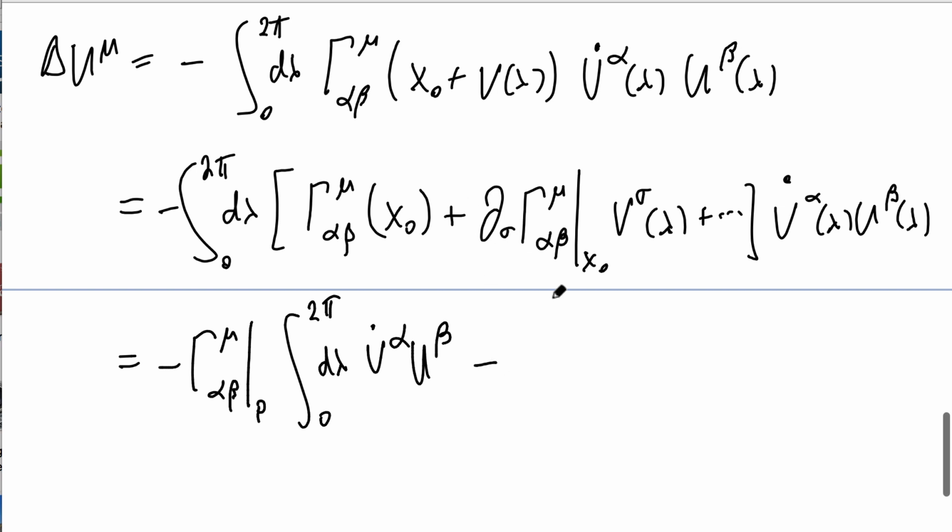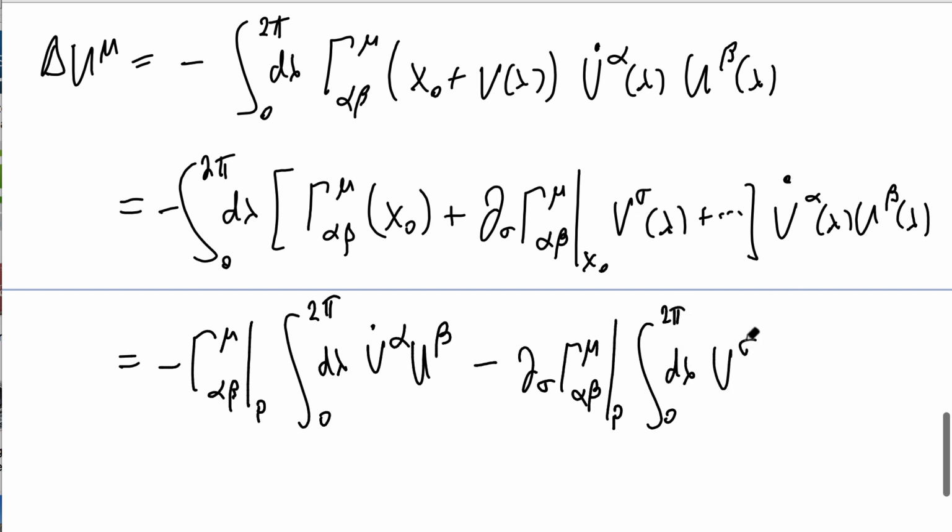Now the second term, again, the derivatives of the Christoffel symbols are evaluated at point P, so we can bring that out from the integral and remind ourselves that that's evaluated at point P, times the integral from 0 to 2π of v^σ v̇^α times u^β.